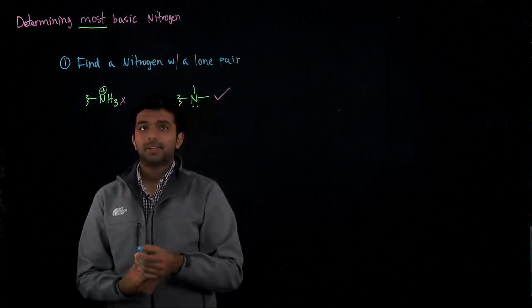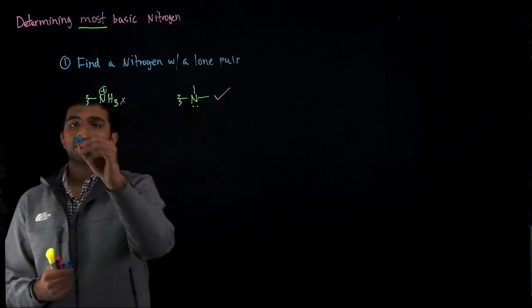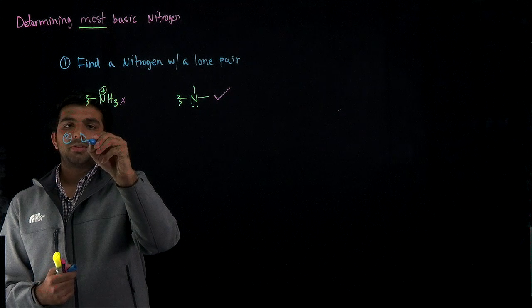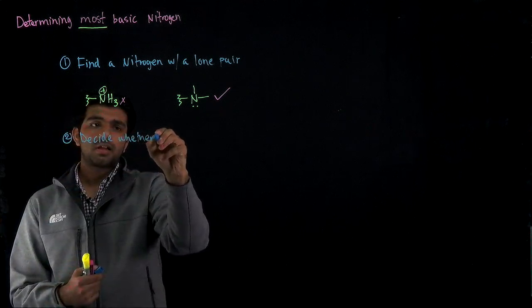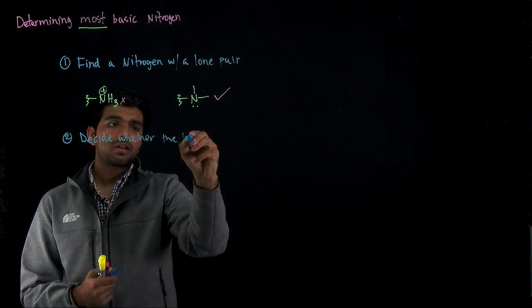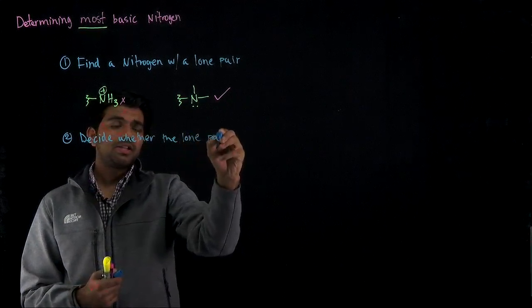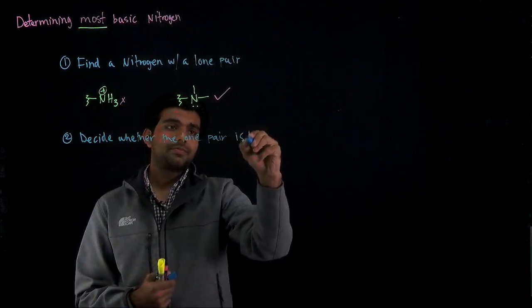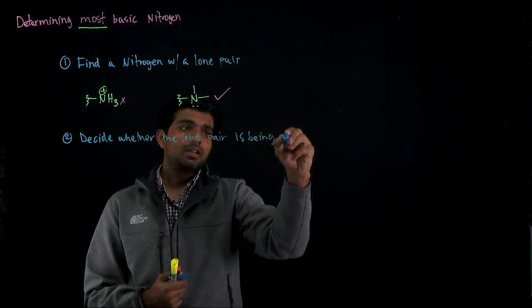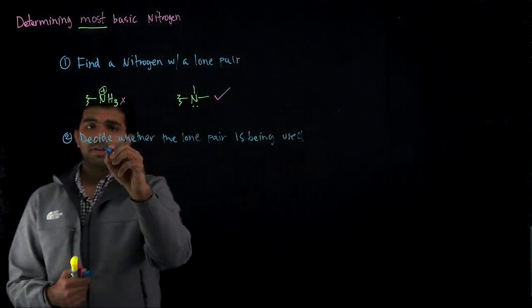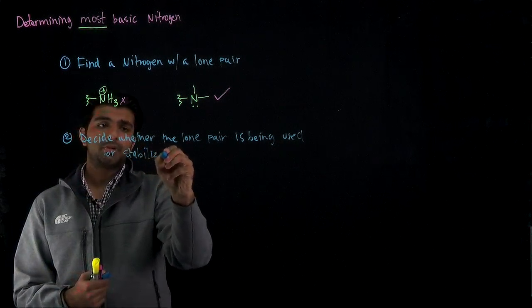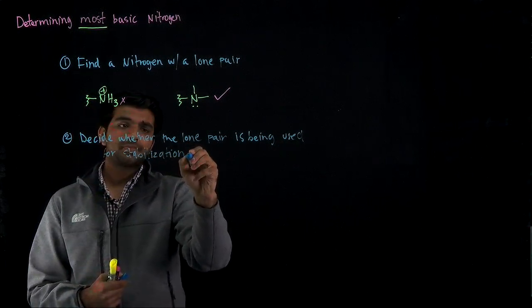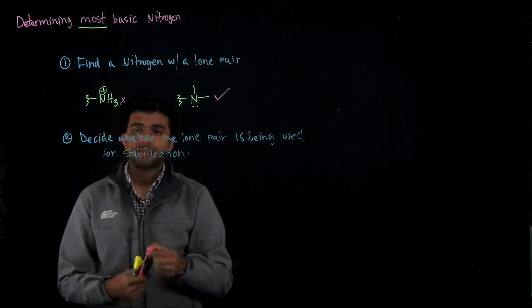And so after you find out the nitrogens that have a lone pair, the next step is to decide whether the lone pair is being used for stabilization. And so there are two main ways that stabilization can be provided. The first one is going to be resonance.